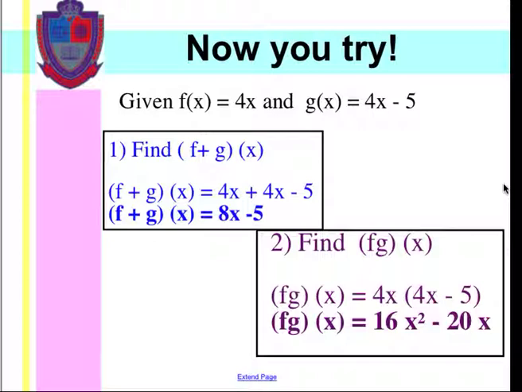Remember, adding it, I'm going to take my f of x, which is 4x, and my g, which is 4x minus 5. Combine like terms. Bam, 8x minus 5. Multiplying, now this one's a little simpler because I only have one term. Take my 4 and distribute it. And you're left with 4 times 4 is 16x squared, x times x is x squared. You've got to be very careful. 4x times negative 5 will give you minus 20x. And that's my final answer.